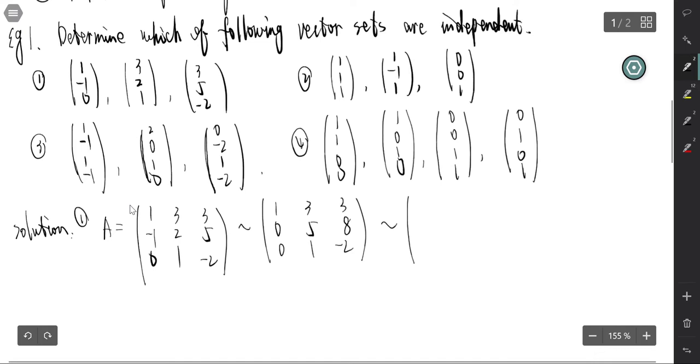We multiply the third row by -5 and add it to the second row. 1, 3, 3, 0, 0 times -5. And -5 gives 18, 0, 1, -2.